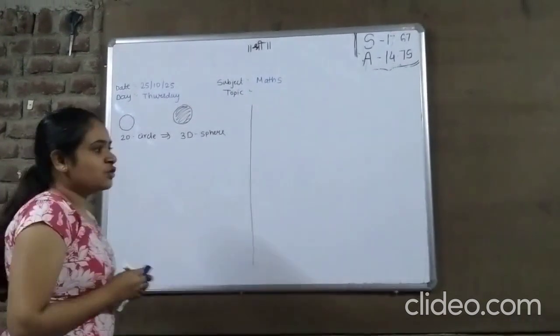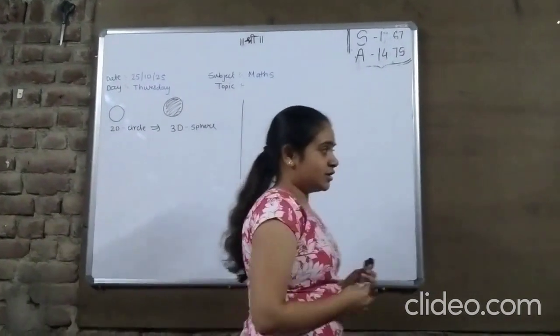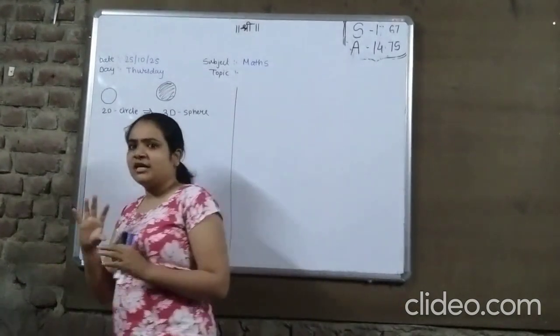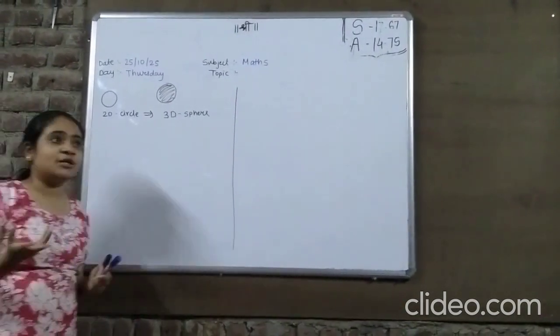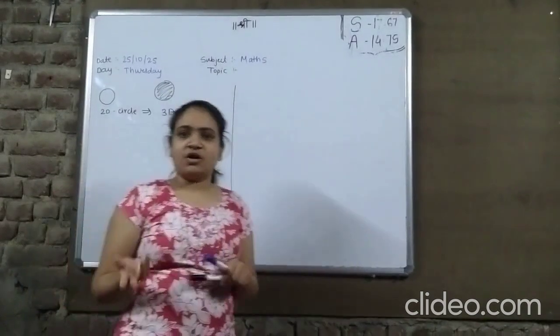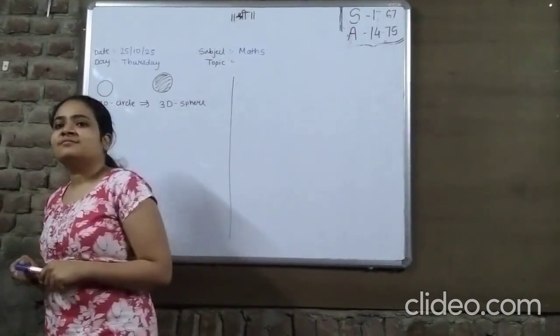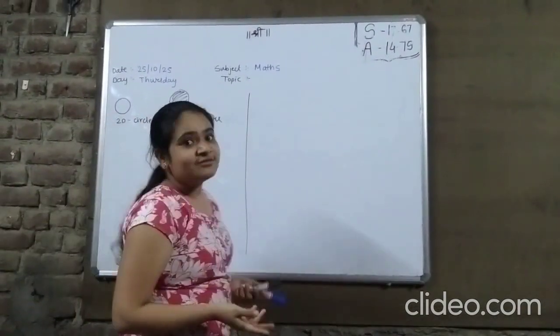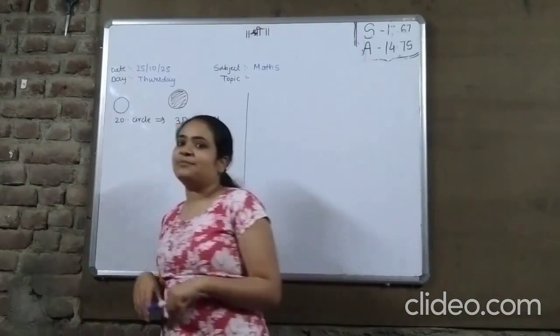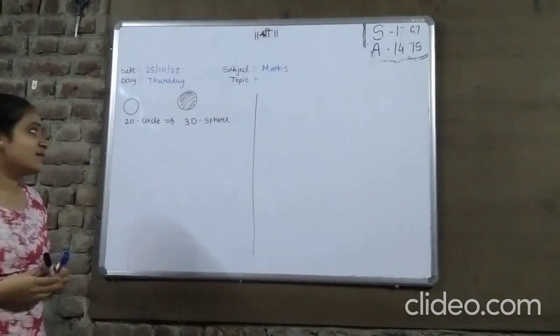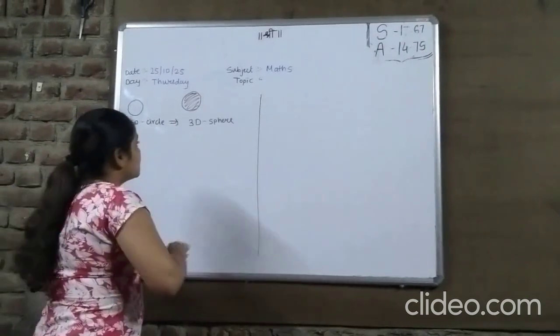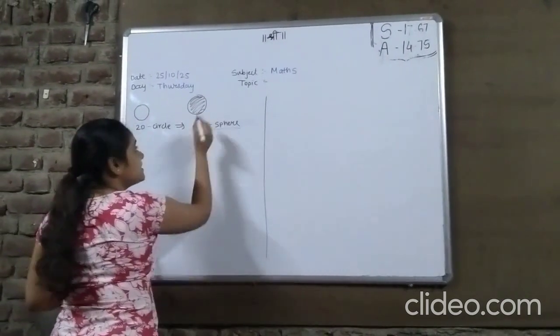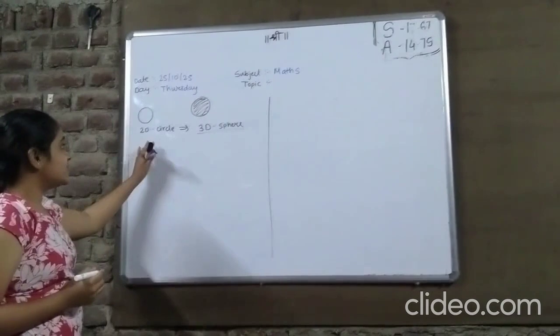Where have you seen a sphere? Which example can you give? Ball. One more. Earth, sun, moon. There are many examples where we see a sphere, right? So in 3D it is a sphere, and in 2D it is a circle.